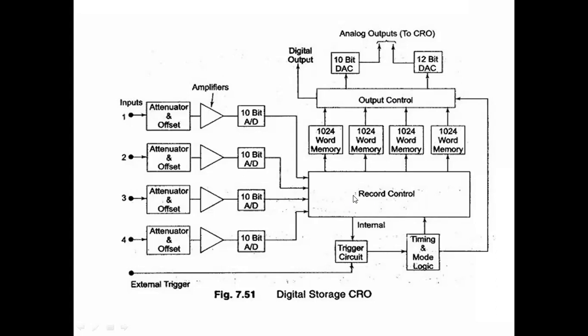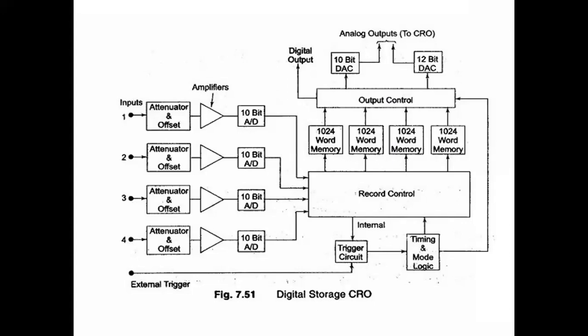So this is the record controller. The record controller has control over the recording of the converted digital signals, and which signal is to be placed in which section. For example, if only two signals are applied, it decides in which memory sections the data is stored. The output controller is used to take the data from the different memory sections. So the record control is nothing but the writing controller, and the output control is nothing but the reading controller.